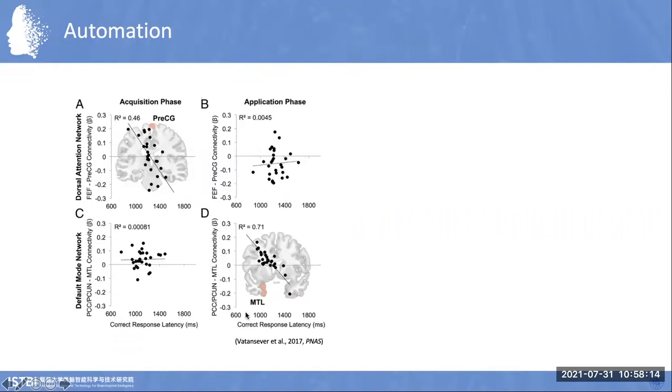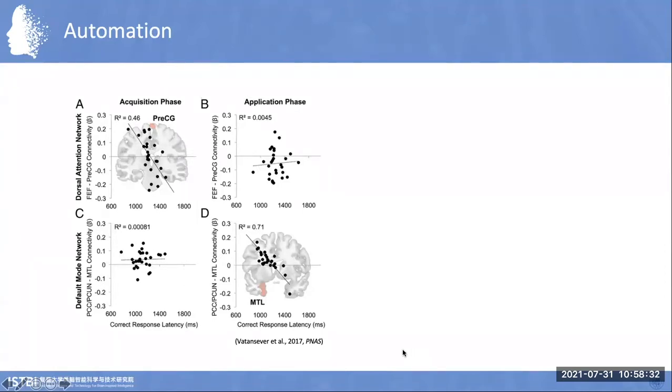Whereas more for the default mode network, the interaction between a core hub, such as the posterior cingulate cortex, with the entorhinal cortex was associated with better performance, but only in the application phase and not in the acquisition, the learning phase of the task.